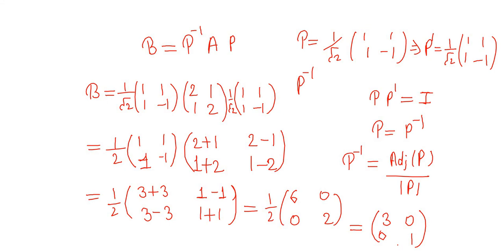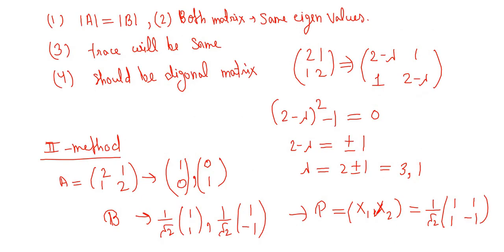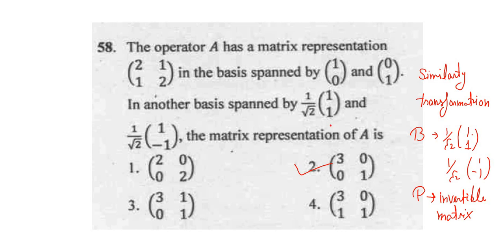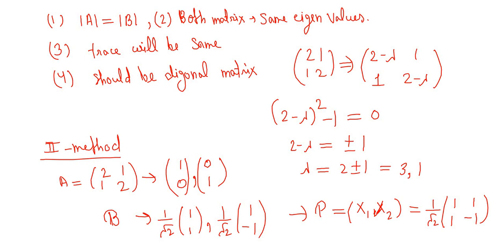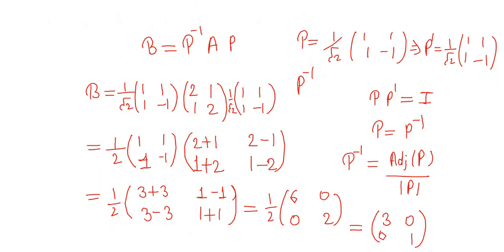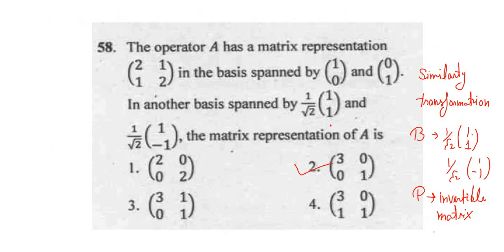So I have discussed two methods, and I am summarizing the whole concept. I have calculated the answer to this question using two methods. First, using the properties of similar matrices, and second, using the formula B is equal to P inverse A P, where P is an invertible matrix written in terms of the given basis in which you have to find the matrix. P inverse you can calculate by any method, such as the adjoint of P divided by the determinant of P. Then multiply all three matrices, and you will get the answer. I hope this question will be clear to you. It's a very important question.